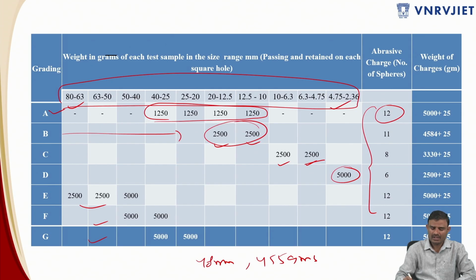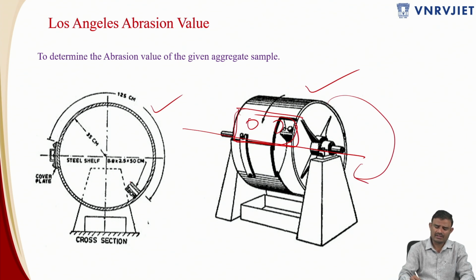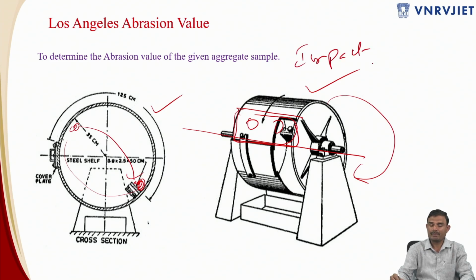And very importantly, when you are using the aggregate gradations of A, B, C, D grading, you have to go for 500 revolutions. Previously we have seen a drum, which will be revolving around its cylindrical, horizontal axis. As a result, the aggregate present over here, once it comes over here, is going to jump over here. So it is a combination of both abrasion and impact load.